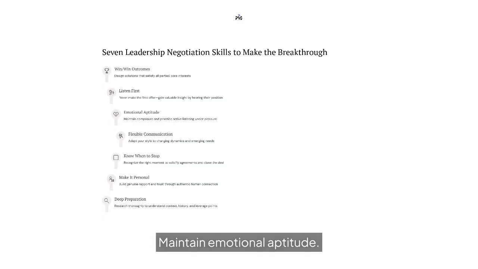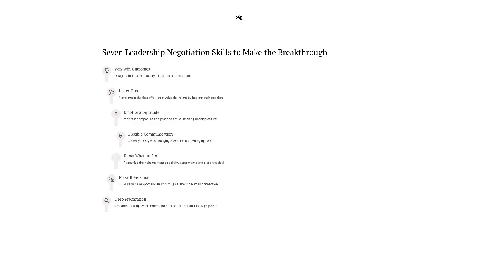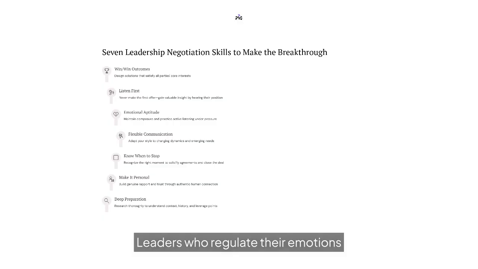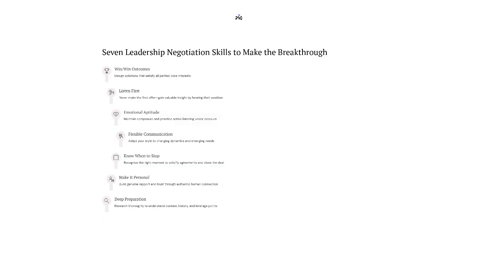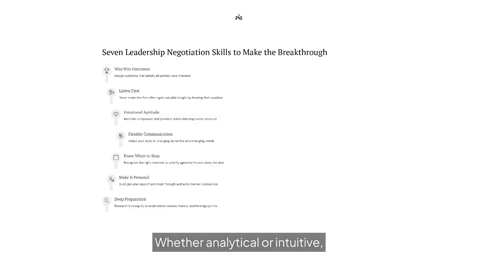3. Maintain emotional aptitude. Emotional intelligence anchors every interaction. Leaders who regulate their emotions stay composed under pressure, respond with empathy, and avoid letting ego derail the discussion. 4. Communicate flexibly. Adapt your tone, pace, and message to your audience. Whether analytical or intuitive, every counterpart has a different communication style. Flexibility allows your message to resonate and connect.